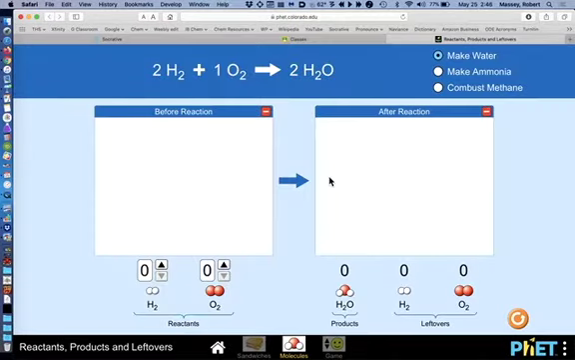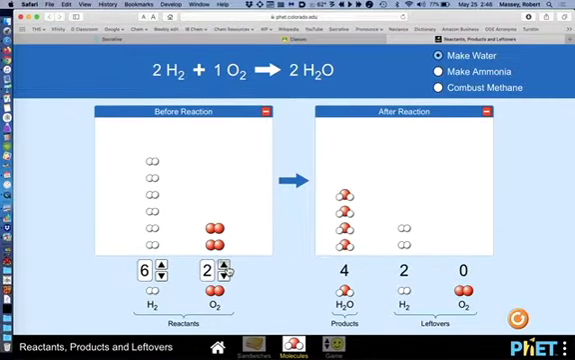Okay, now there is also an actual reaction you can play around with. This is the synthesis of water. You can do ammonia or the combustion of methane. So let's say we have 6 molecules of hydrogen, and let's go with 4 molecules of oxygen. So we can see over in the product side, we were able to make 6 molecules of water, but we have some oxygen left over.